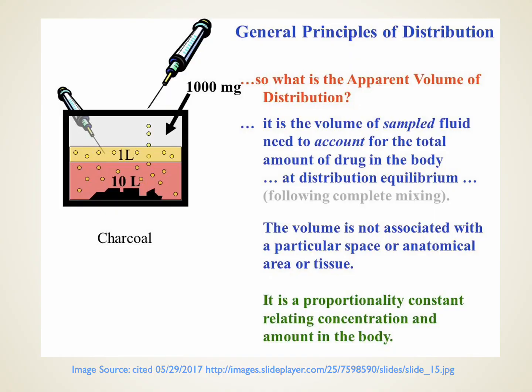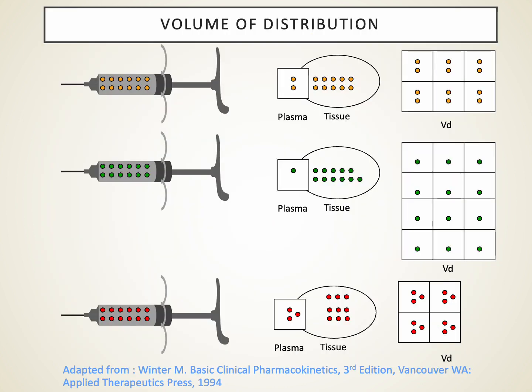So let's think about a couple other ways to approach this. One is the apparent volume of distribution. It's based on the sampled volume we've got. How do we account for the total amount of drug that's distributed in the body? This one graphic is an example of that.